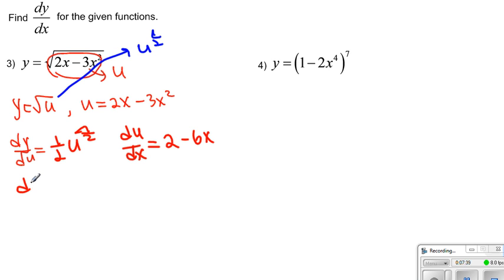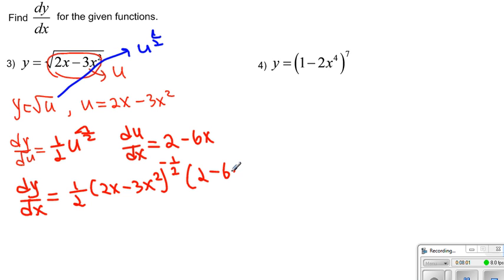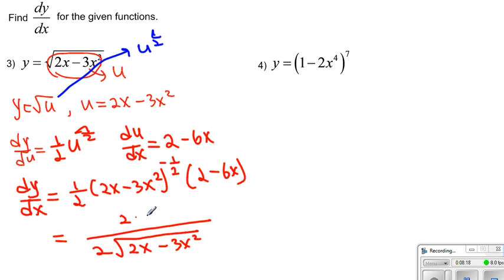So therefore, dy over dx is simply the product of those two, which we end up getting 1/2, and u was this expression 2x minus 3x squared to the negative 1/2 power, times 2 minus 6x. Now, once you simplify this one, what we end up getting is this. We will have 2 on the denominator, and since due to the negative exponent, we will also have 2x minus 3x squared on the denominator, and in the numerator we have 2 minus 6x.